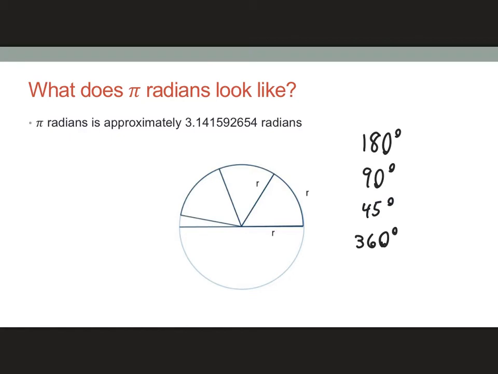So in terms of pi, 180 degrees would be pi radians. 90 degrees would be half of that. So half of pi radians is pi over 2 radians. 45 degrees is halfway between 0 and 90 degrees, so that would be pi over 4 radians. And one full rotation of 360 degrees will be 2 pi radians.